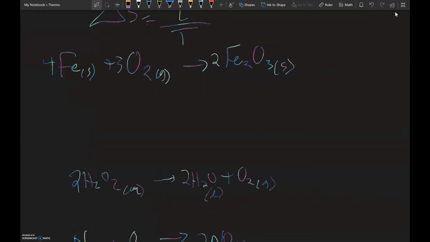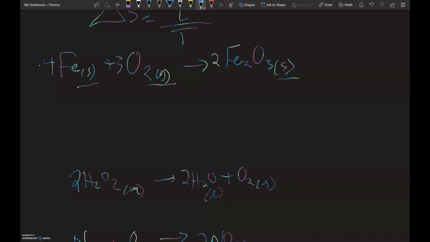Now let's look at a few examples that pertain to how the entropy might change for a specific system. We're going to focus on this first one, where we have iron reacting with oxygen gas, producing iron(III) oxide. As we can see in the reactants, you have a solid and a gas, and both of these react together to form a solid in the products.